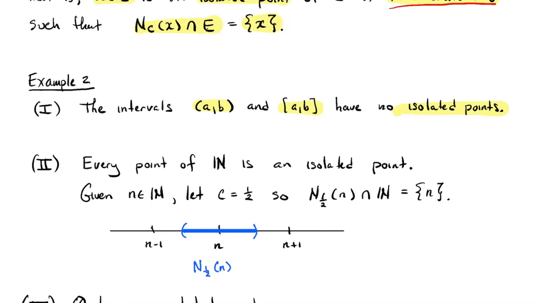On the flip side, example 2, every point of the natural numbers is isolated. How to prove that? Well, if you give me a natural number, I'll take epsilon to be, say, a half. You could take it to be any positive number less than 1. The 1/2 neighborhood of a natural number intersect the natural numbers is only that natural number. I've drawn a little picture here in blue: the 1/2 neighborhood of that natural number n. The intersection of that neighborhood with the natural numbers consists only of the number n. It's isolated.